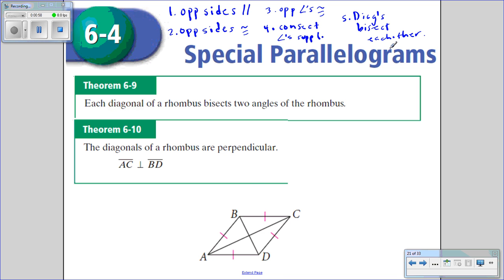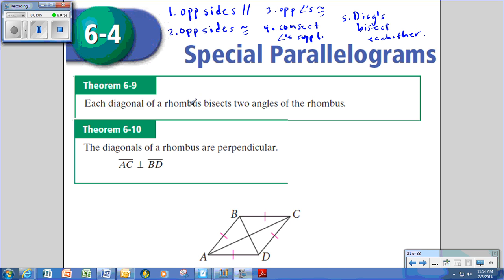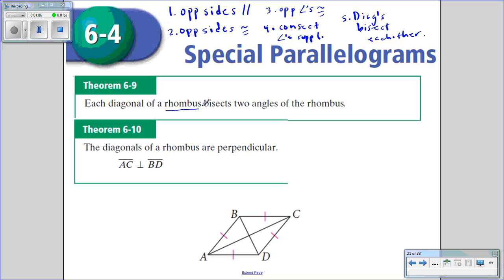So no matter what parallelogram we have, they all have those 5 characteristics. Now with a rhombus, some other things start to happen. Remember, a rhombus is a parallelogram. So opposite sides are parallel. But with a rhombus, all 4 sides are the same length. That's what makes it a rhombus.